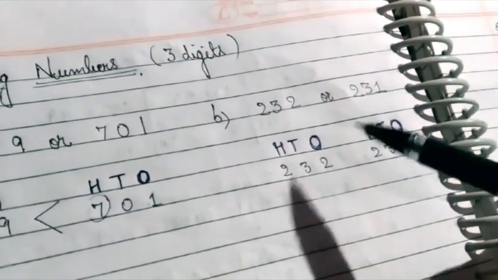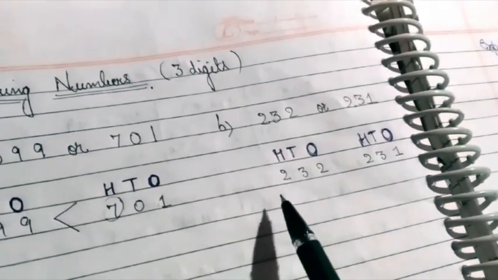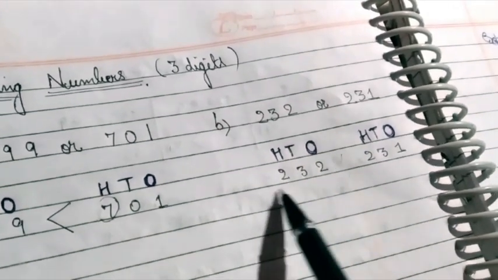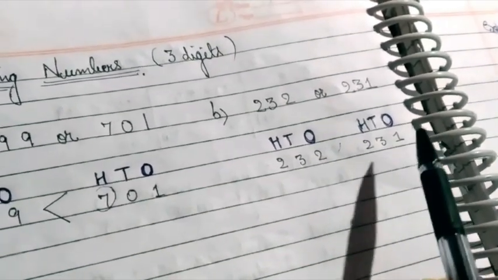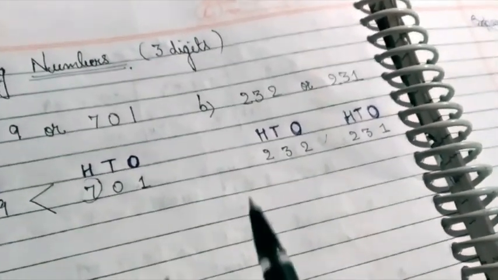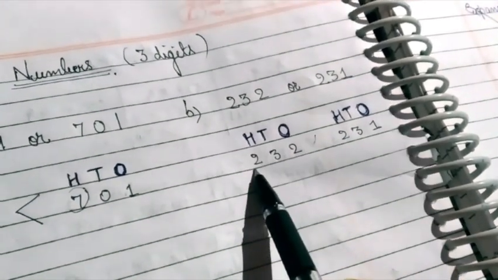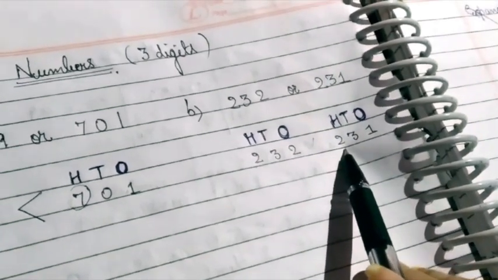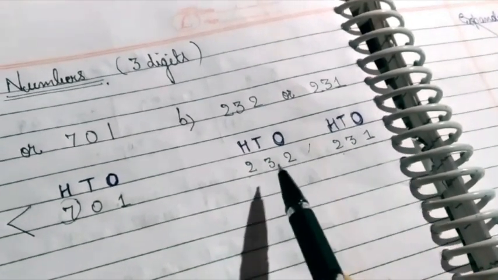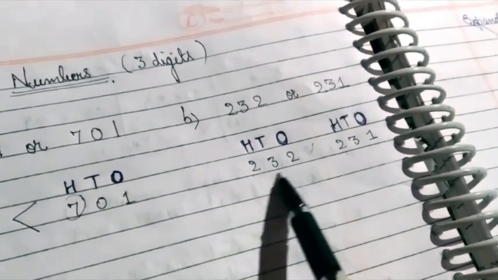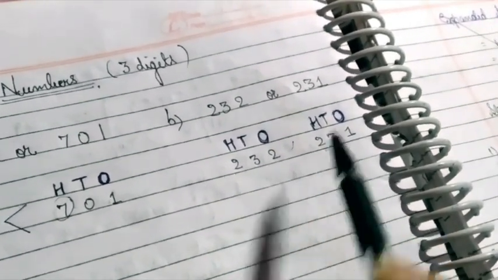Let's take another example, 232 or 231. In the number 232, we write the digits in the hundreds, tens and ones places, and in the number 231, we again write them in the hundreds, tens and ones places. Now we compare. We see the hundreds position, both numbers are equal. Here there is 2, and in the number 231 there is also 2. If both numbers in the hundreds place are equal, we move to the tens place. In the tens place there is 3, and here also there is 3. So both numbers in the tens place are also equal.